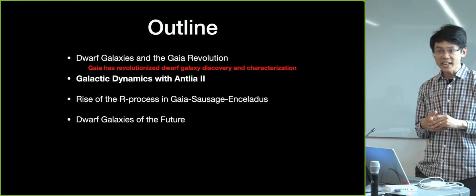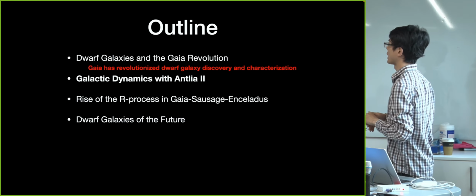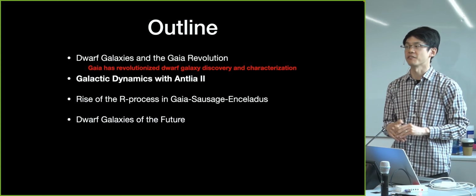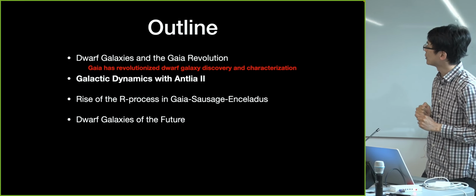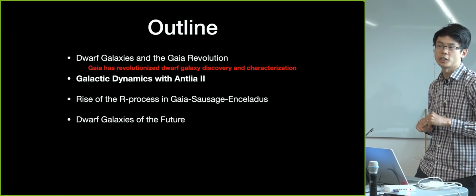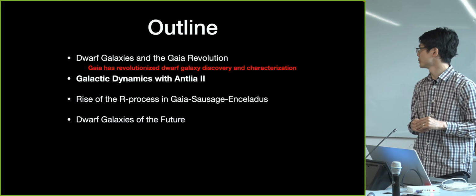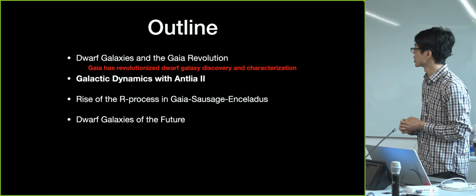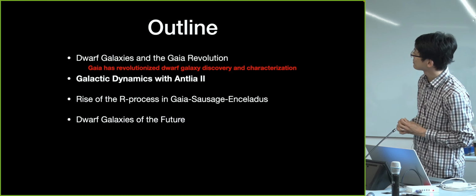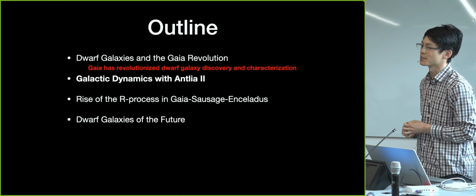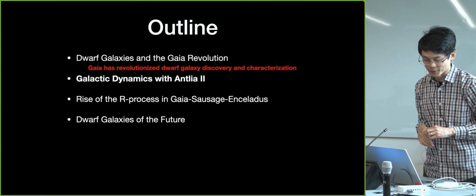And what I want to tell you about today is 2 examples of dwarf galaxies that were discovered in the Gaia era, and the wonderful different types of science that you can do with dwarf galaxies that have been found. I'm first going to talk about galactic dynamics with a dwarf galaxy called Antlia 2. And then I'm going to talk about the origin of the r-process nucleosynthesis with a dwarf galaxy called Gaia Sausage Enceladus. What you will learn is that people just like giving names to galaxies, and in this wonderful age of discovering lots of different things, they can name them whatever they want. So that's what happens.